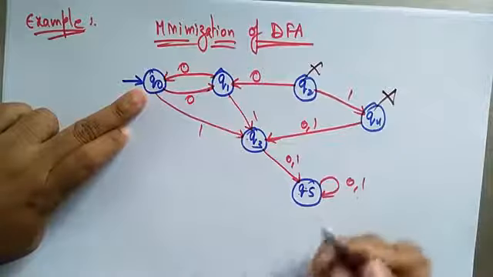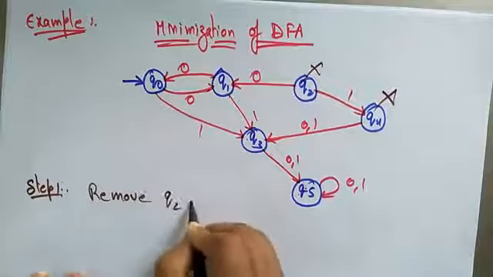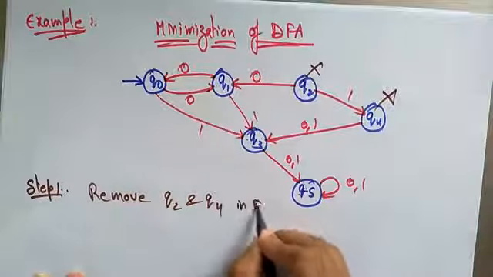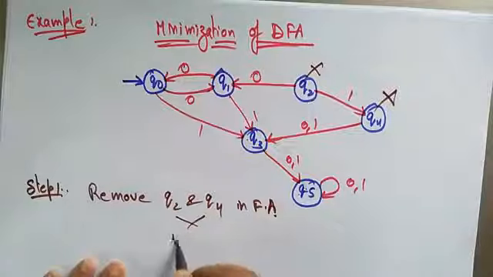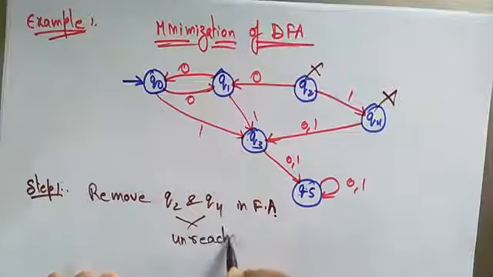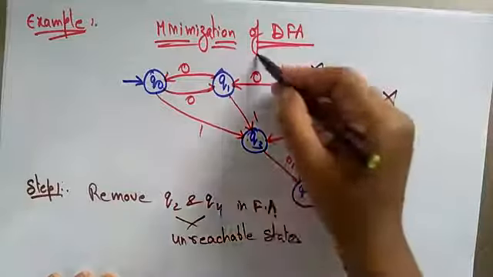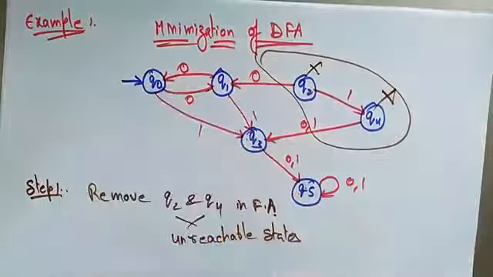So just remove Q2 and Q4 in the finite automata, because these are unreachable states. Now these two are removed from the states, so I'll get only four states: Q0, Q1, Q3 and Q5.